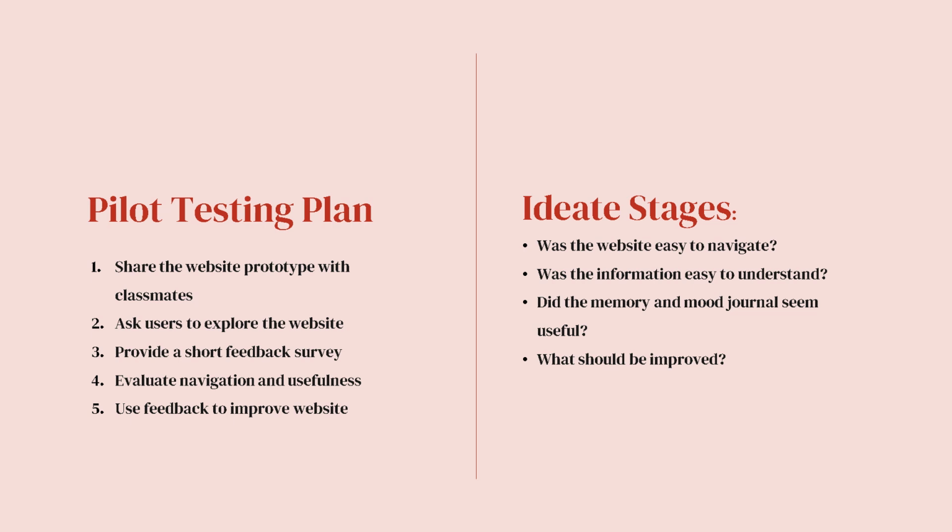The survey will ask whether the website was easy to navigate, whether the information was easy to understand, if the memory and mood journal seemed useful, and what features or sections should be improved. I will then evaluate the feedback to identify the areas that need improvement. This process will help me improve and organize, navigate, and clarify the usefulness of my website.